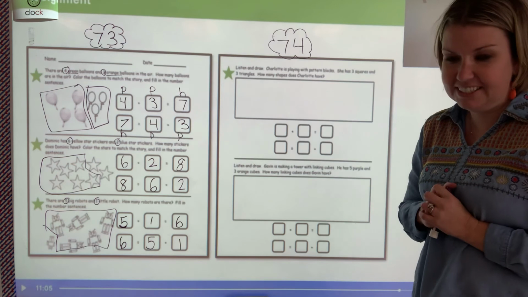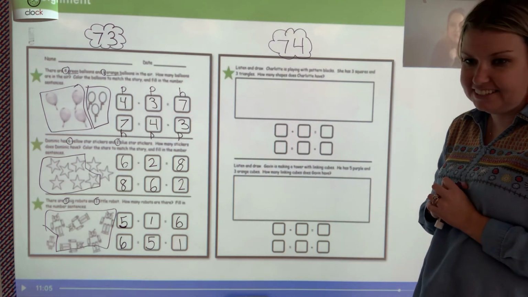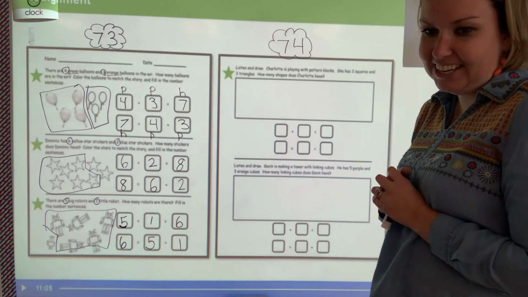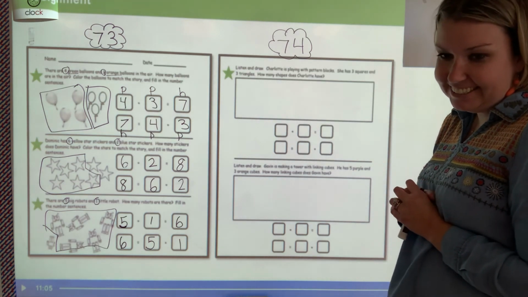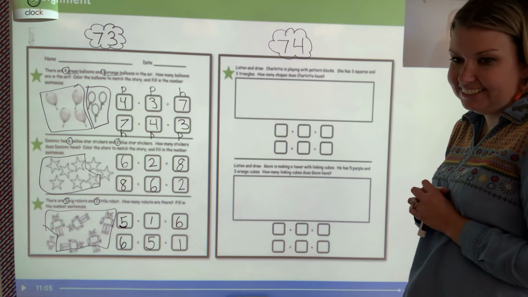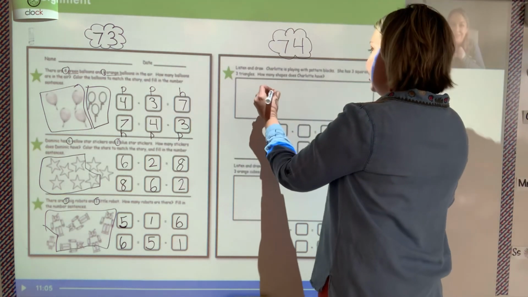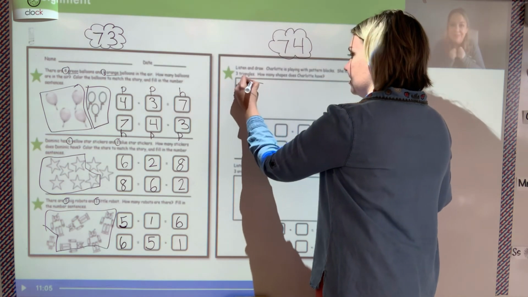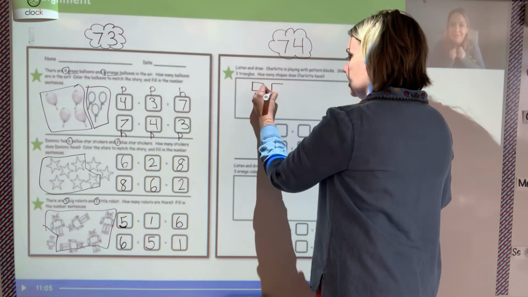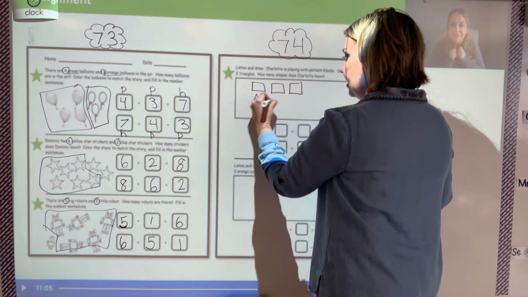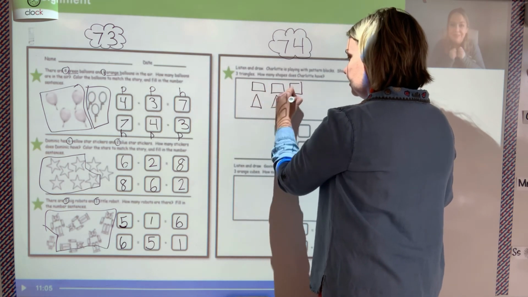All right, Anya. Good job, Carolyn, Anya, Ryan, Adeline, Russell, John-Yun, Arwie, Landon. Okay, let's take a look. Charlotte's playing with pattern blocks, and she has 3 squares and 3 triangles.